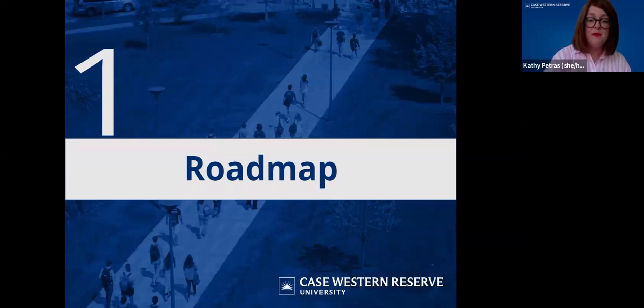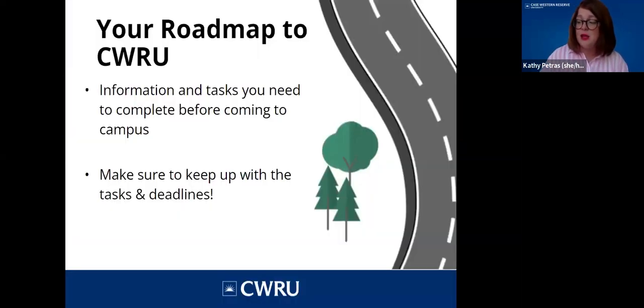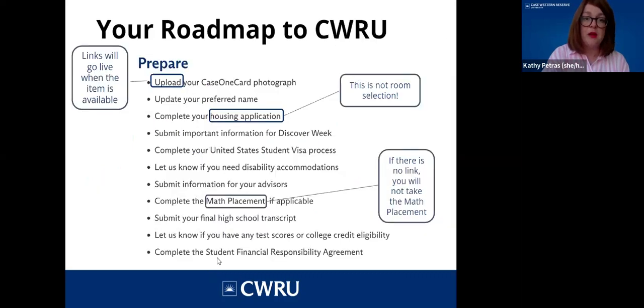And so as part of our roadmap, this covers all of the information and tasks that you need to complete before coming to campus. So things related to housing, course registration, all of those important items preparing for your arrival will be a part of the roadmap. They will open gradually throughout the next few months. So make sure that you're paying attention to the tasks that are available for you to complete and the deadlines for those tasks and when they're due.